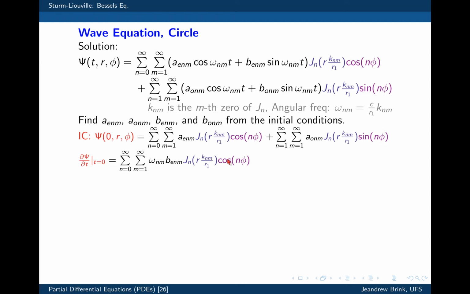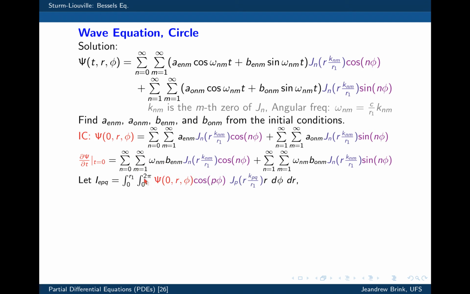Okay, and in a similar way, you can have your derivative of your psi function. You simply differentiate this thing, put t equals 0, and then you can expand that on the same basis, just with different expansion constants in front. And in a very similar way to what we did to determine the A^e and the A^o from our initial profile, we can get the B's from the initial profile change. And so let's do that.